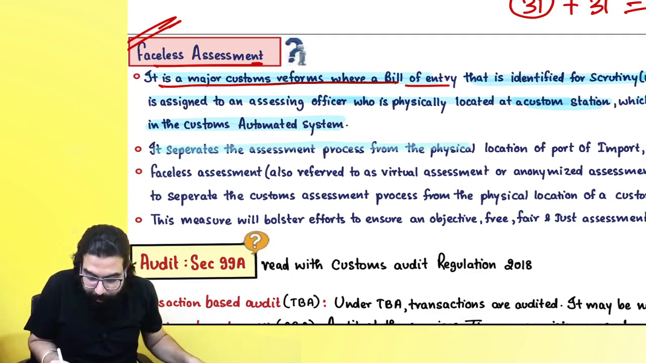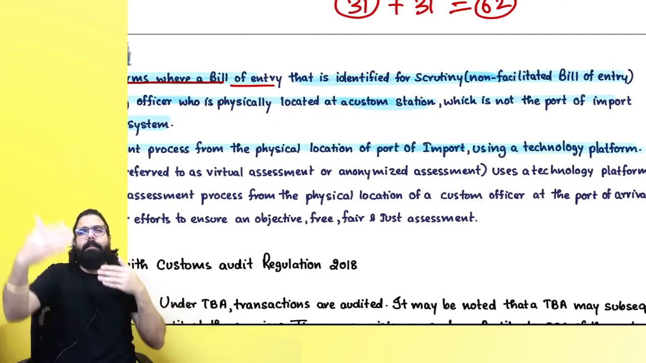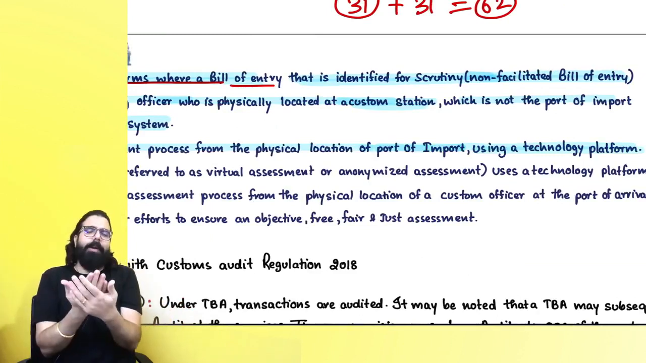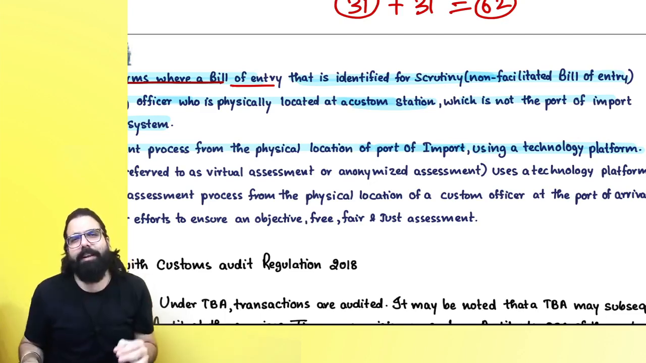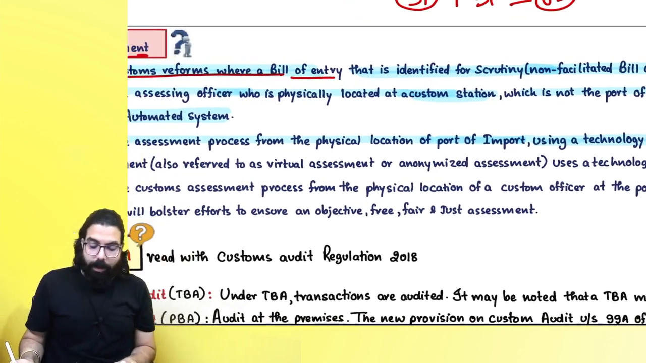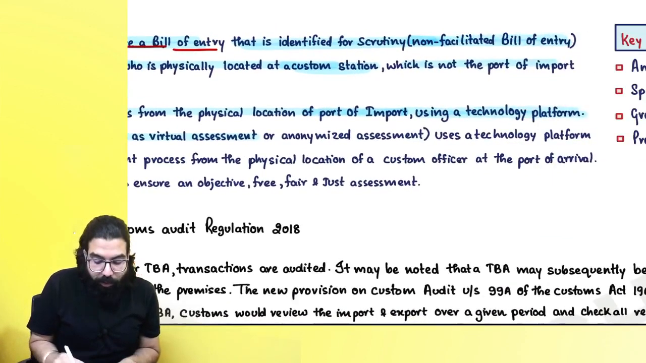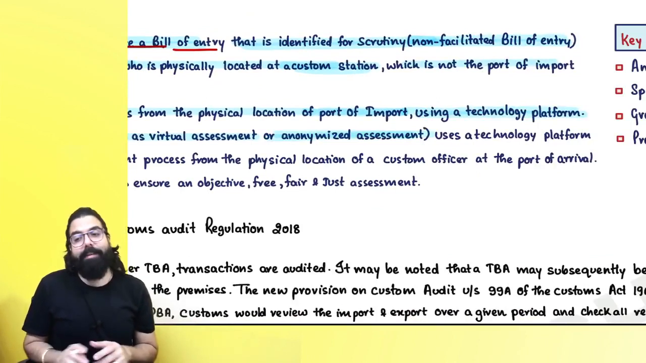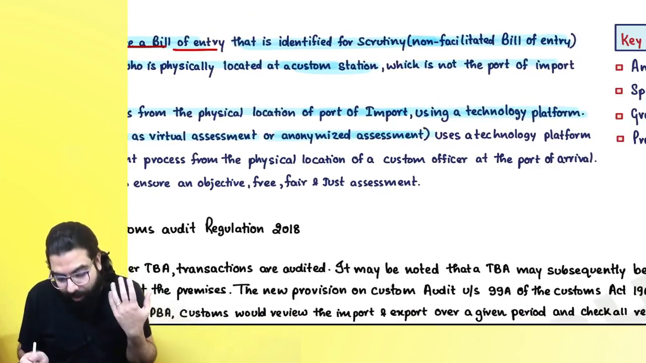It separates the assessment process from the physical location of the port of import using a technological platform. Online, on one computer, he will go ahead and ask you the details from the computer only. Online you will provide him the details. So basically a technological platform is being used. Faceless assessment is also referred to as virtual assessment or anonymized. What do you mean by anonymized? I don't know the officer who is going ahead and doing the assessment.